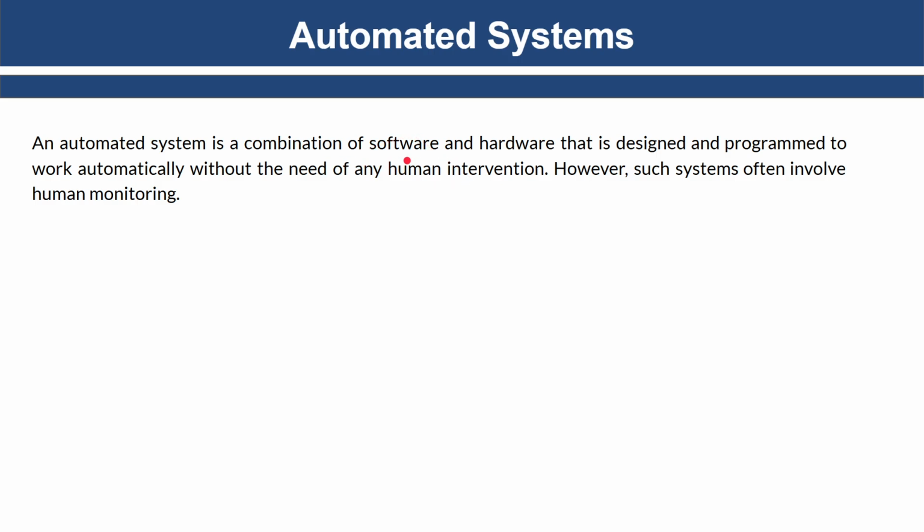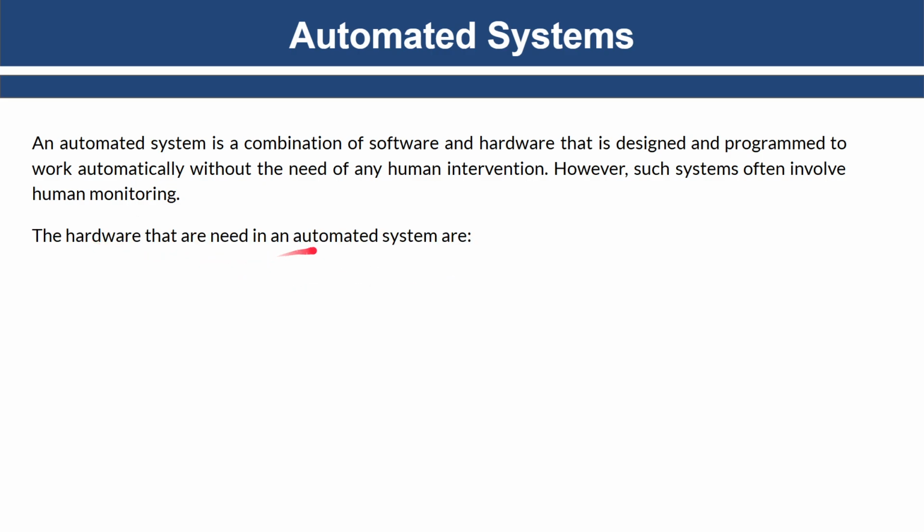Now when we say that it's a combination of software and hardware, software is the programs that is required to control the system, and the hardware are the physical components of the system. And we say that they work automatically without the need of any human intervention, meaning that someone does not need to be on standby or does not need to be in the environment of that system for it to work. However, such systems often involve human monitoring, meaning that at periods or days intervals, someone needs to go check on the system to ensure that the system is functioning properly.